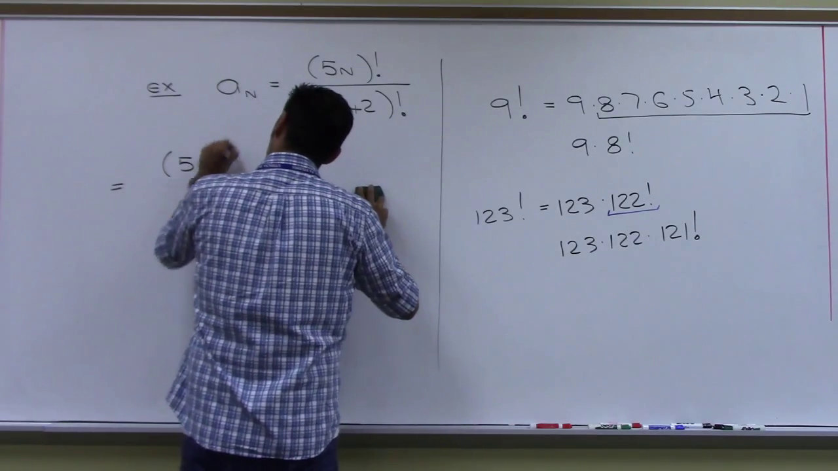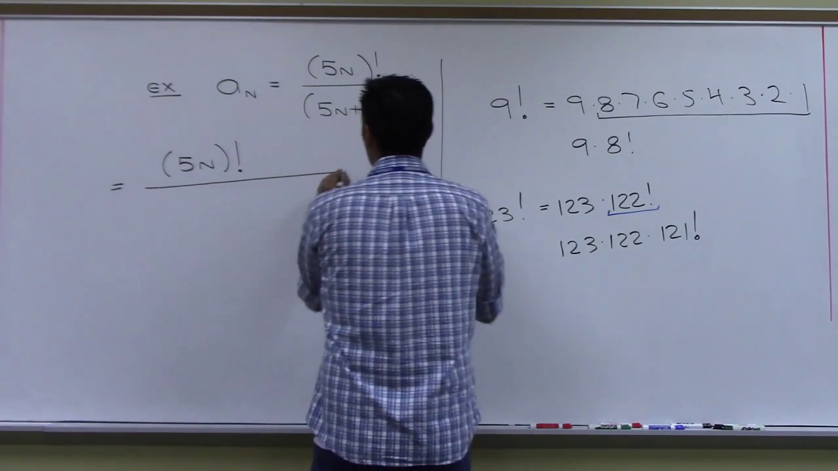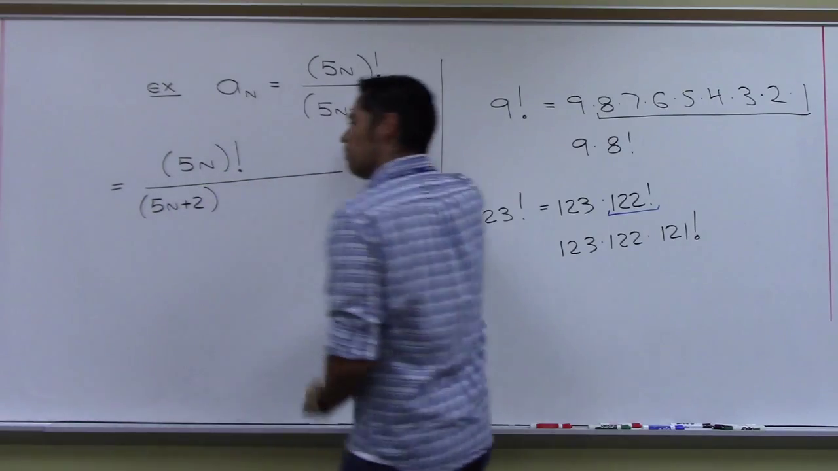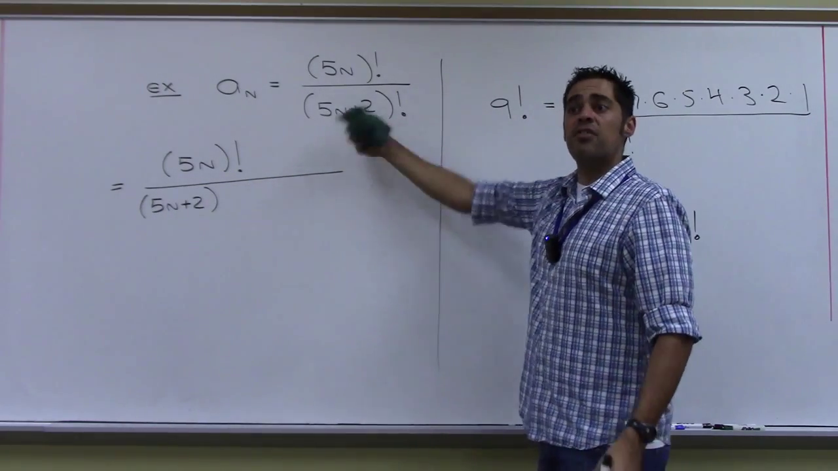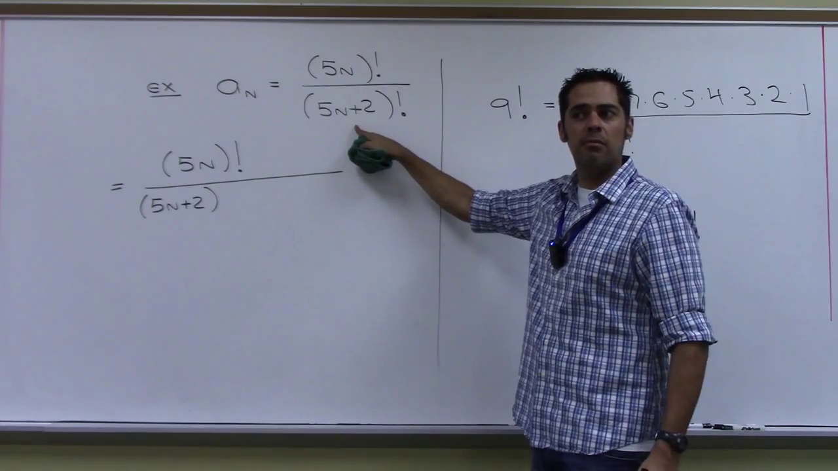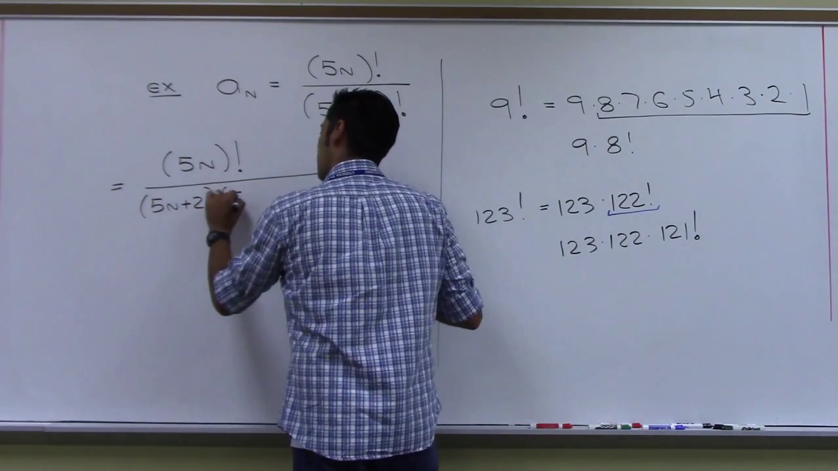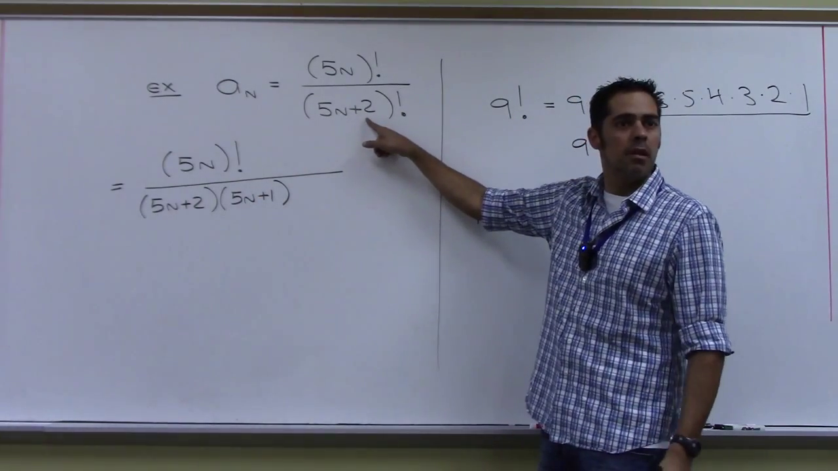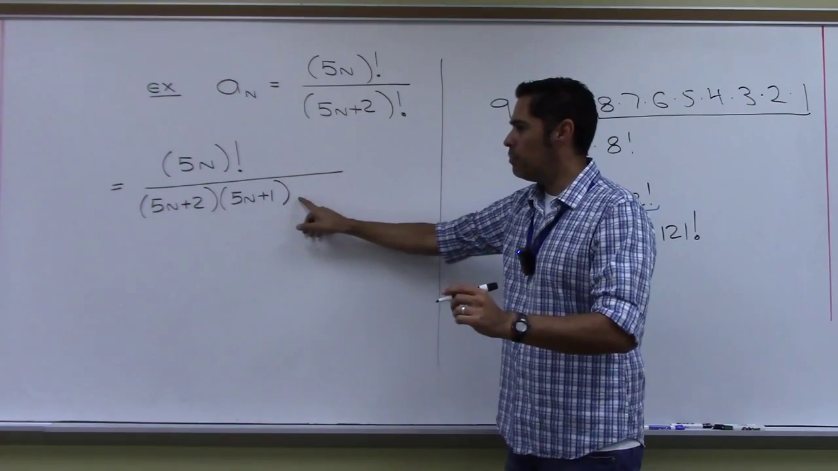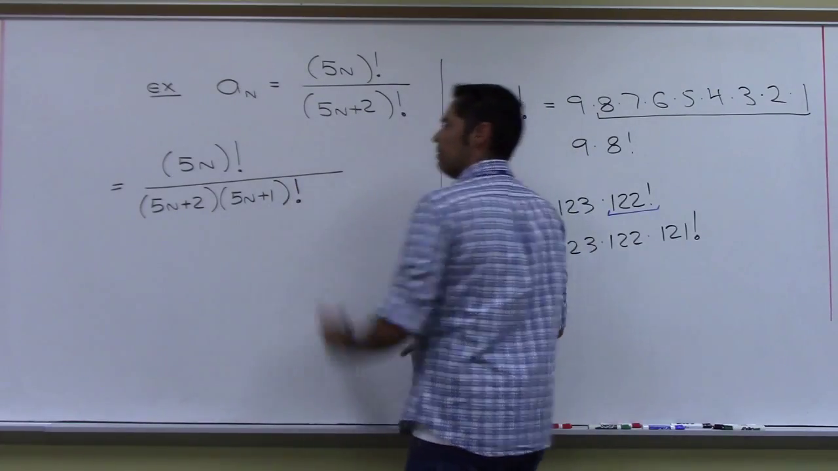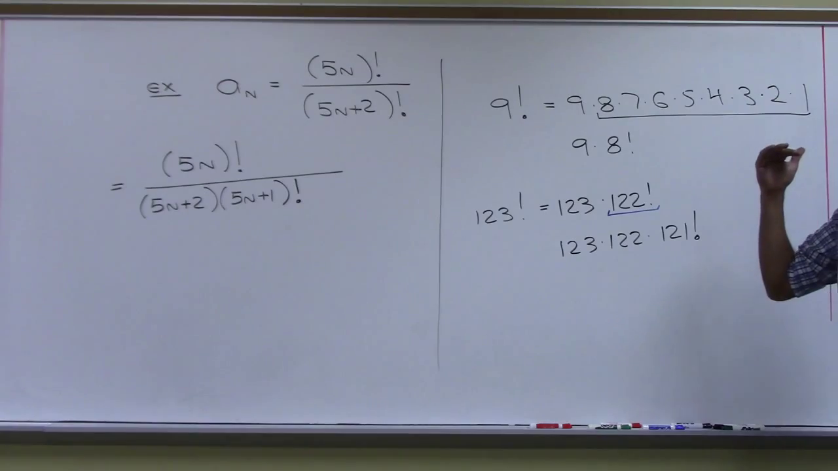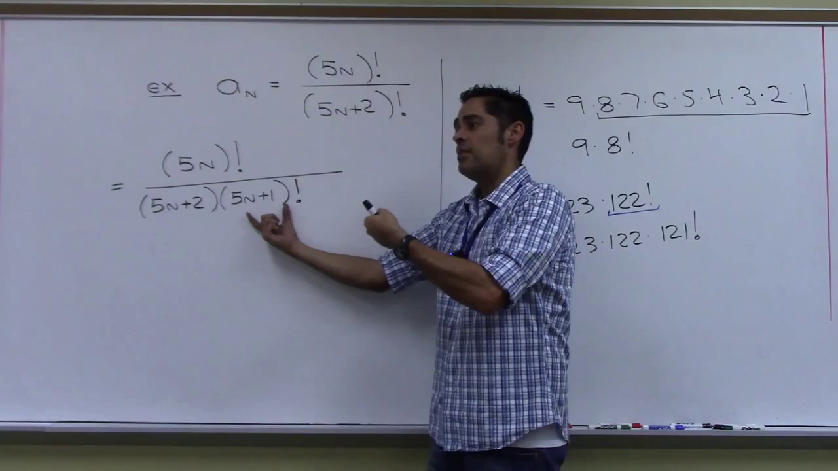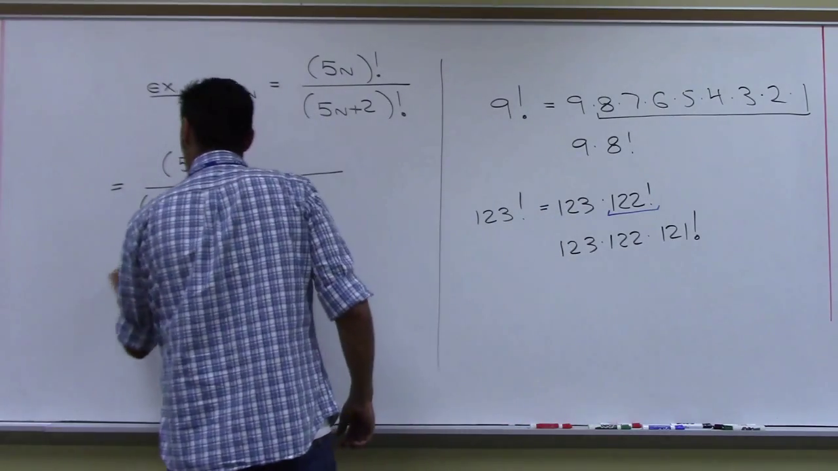5n factorial over, now I'm going to rewrite this one. This is 5n plus 2. And then the next one should be this take away 1, right? Which would be 5n plus 1. Isn't that what happens when you take 1 away from that? And then factorial. But I'm going to go even one more. Do you all agree with that? Yes? Now I'm going to take the 5n plus 1, and I'm going to peel 1 off of that, and we would get this.